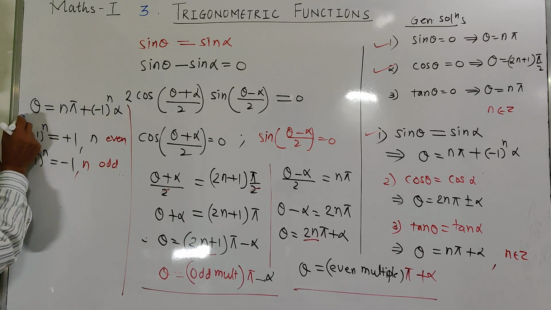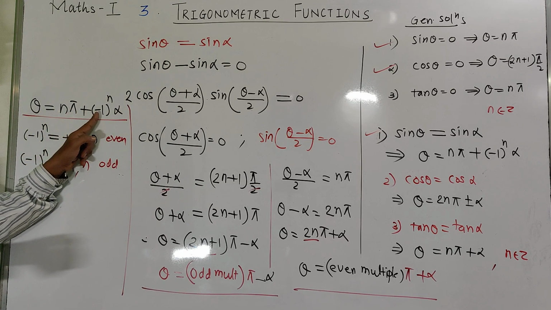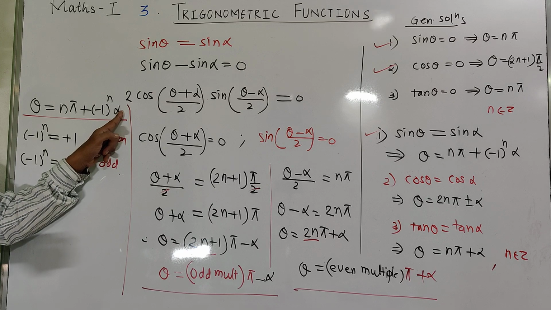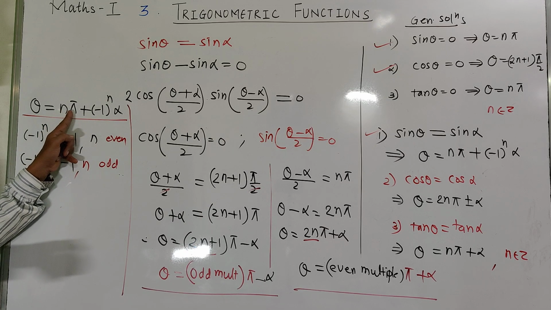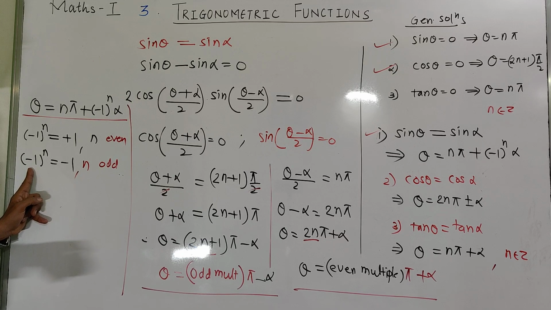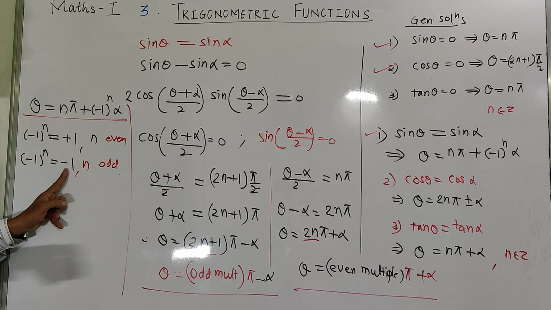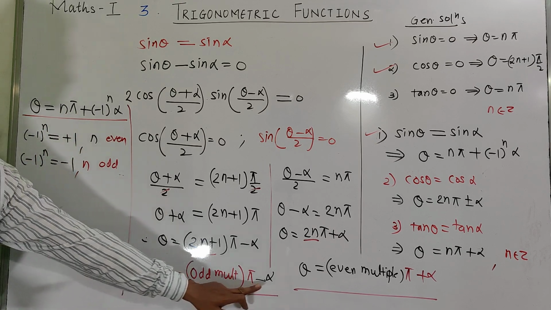So the solution can be put in this form: theta is equal to n pi plus minus 1 raised to power n into alpha. If n is even, then minus 1 raised to power n is plus, so it becomes even multiple of pi plus alpha. If n is odd, minus 1 raised to power n is equal to minus 1. That means odd multiple of pi minus alpha.